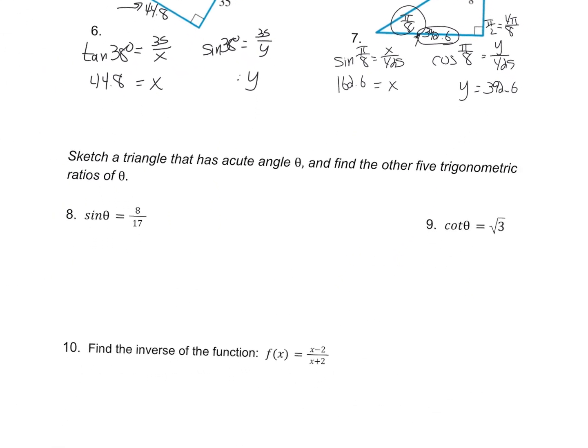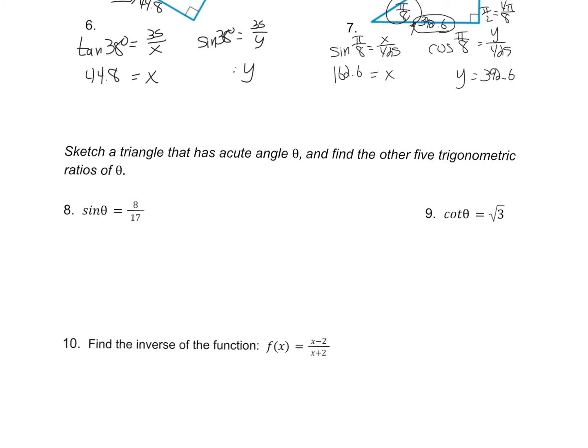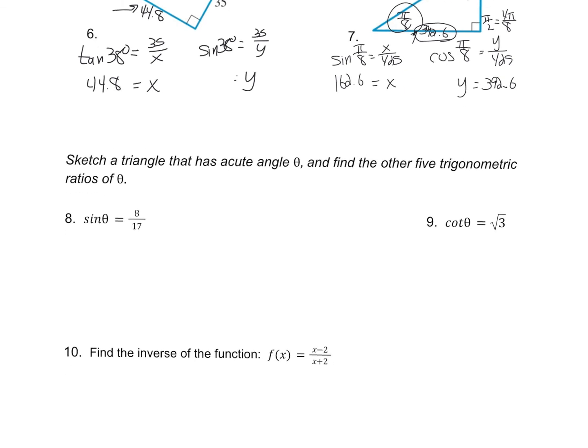Number 8 and 9. Sketch a triangle that has acute angle theta and find the other 5 trig ratios. Okay, this one says sine of theta is 8/17.